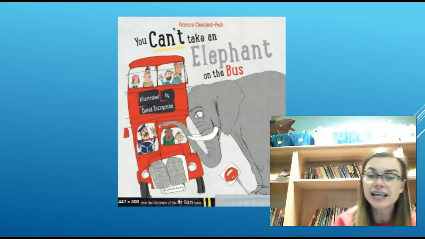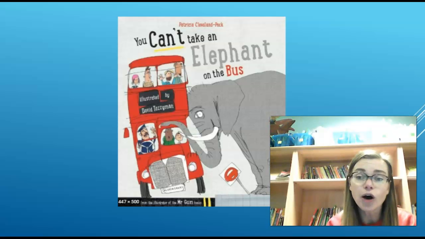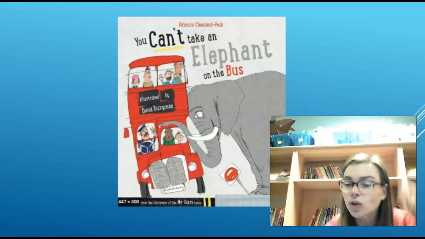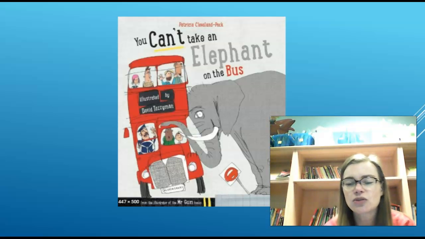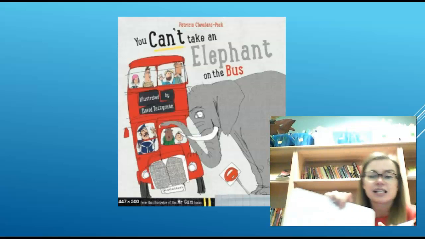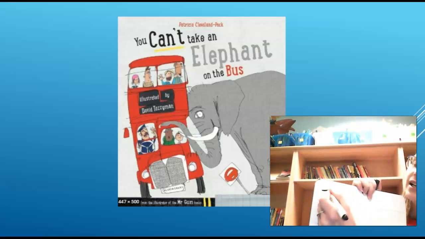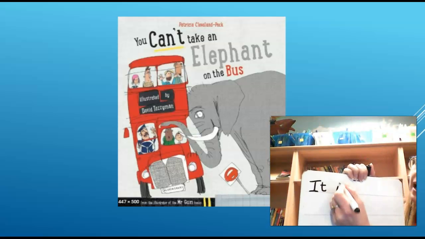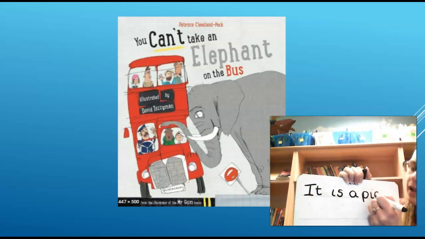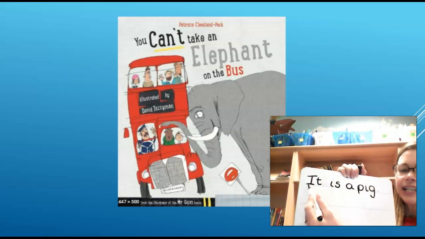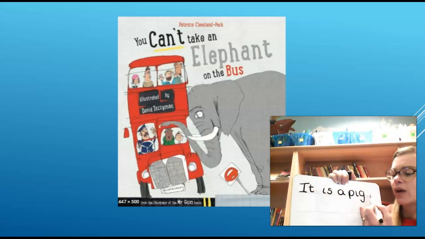Right, reception, for today's lesson, what we are going to do is I'm going to read part of the story. I'm going to stop and then I want you to write a sentence to tell me which animal you think is going to come next. So, for example, if you think it is a pig next, you would write: It is a pig. Okay, making sure your sentence has a capital letter, has finger spaces between your words, and a full stop at the end.